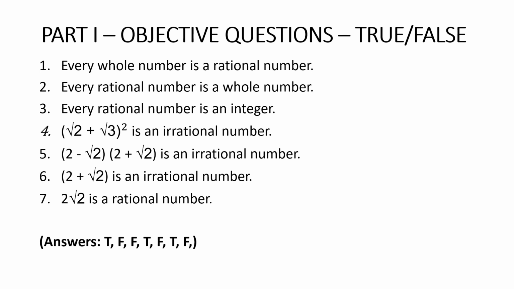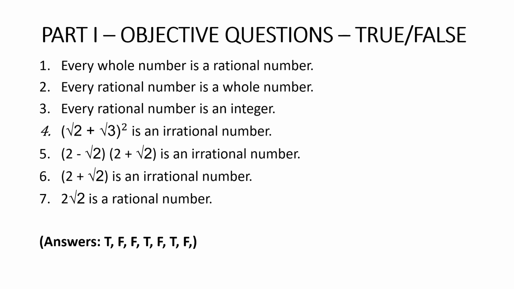But if you are having 2 minus root 2 into 2 plus root 2, what will it be? a square minus b square is equal to a minus b into a plus b. So it will be 4 minus 2, which is 2. So it will be a rational number. So the fifth statement is false.